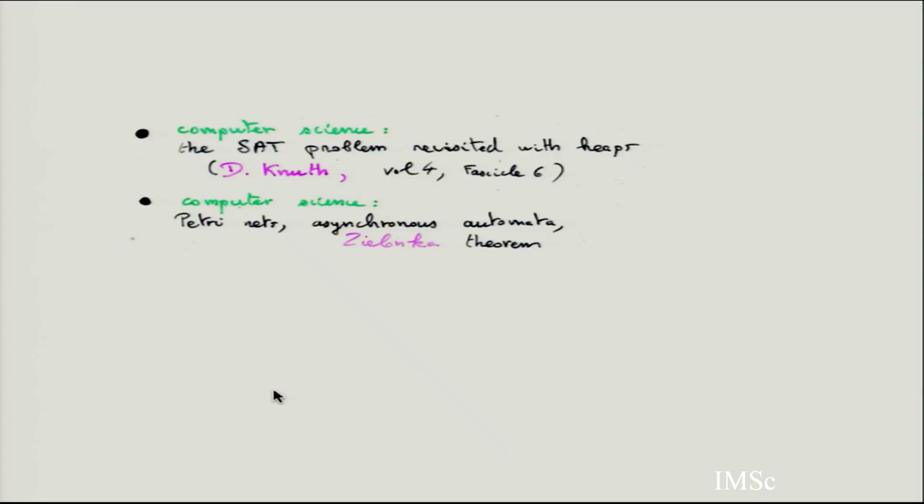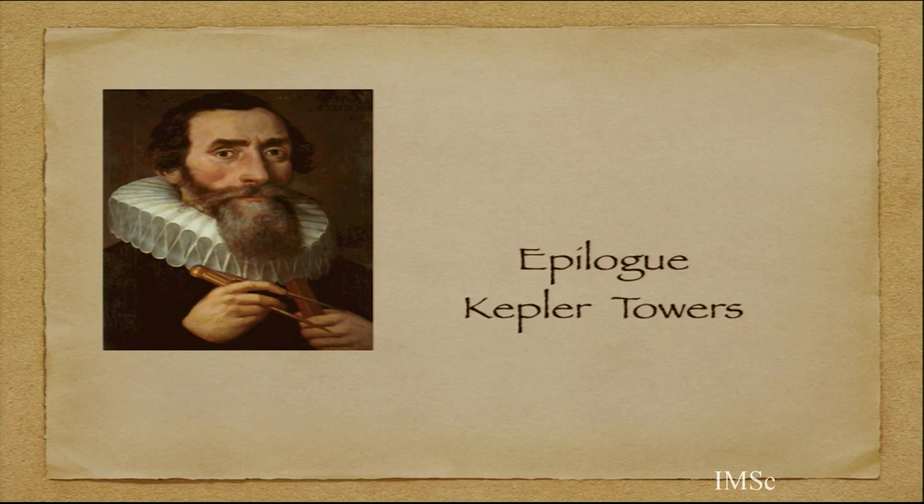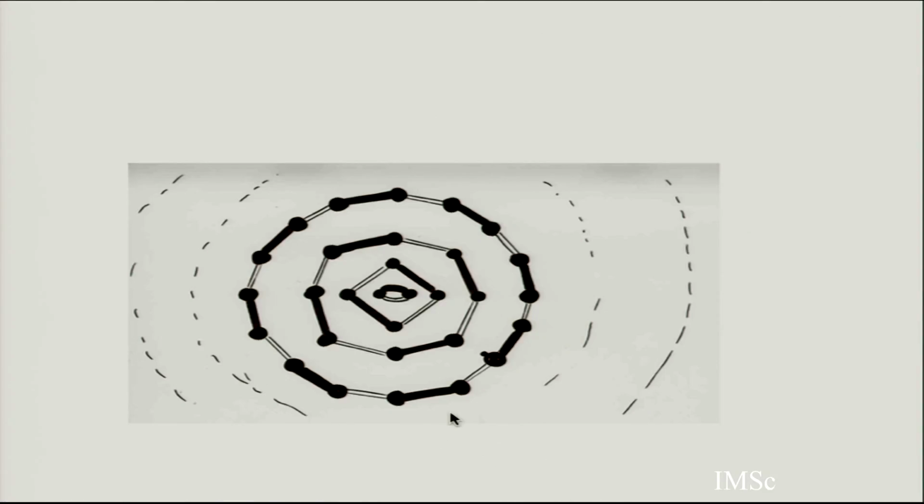So this is the end of chapter 7, and before finishing the class, there is an epilogue. To conclude, an epilogue with what I call Kepler towers. This is a surprising result on the heaps of pieces. So Kepler, I will explain what is a tower, what Kepler is doing in this story. So here is a picture.